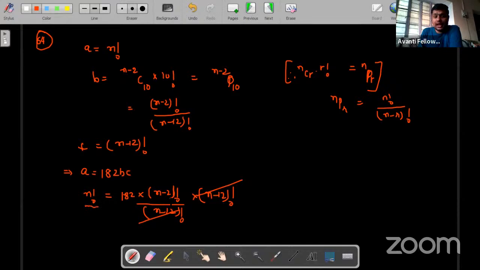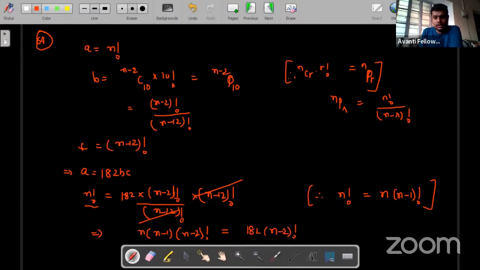Now n factorial is there and n minus 2 factorial is there. Whenever we see this type, and an equal sign on both sides, that means they are going to cancel. How? We know the basic formula: n factorial is nothing but n into n minus 1 factorial. So using this identity, we are going to solve. What we can write, n factorial is n into n minus 1 into n minus 2 factorial. That is how we can cancel. And 182 times n minus 2 factorial. So n minus 2 factorial and n minus 2 factorial are cancelled.